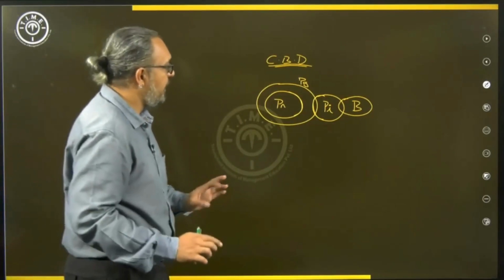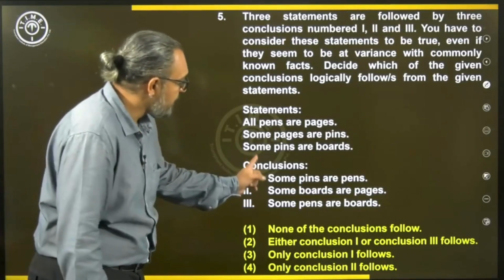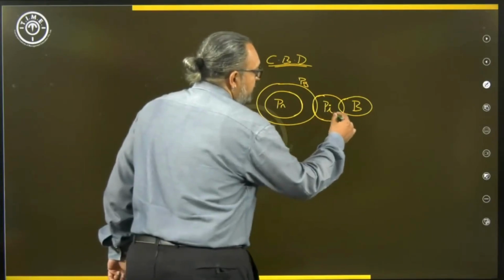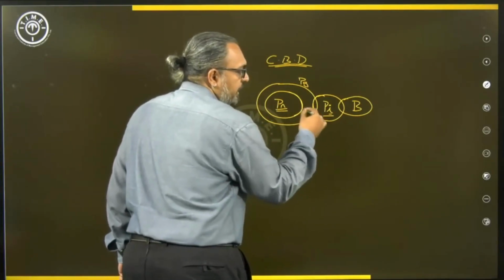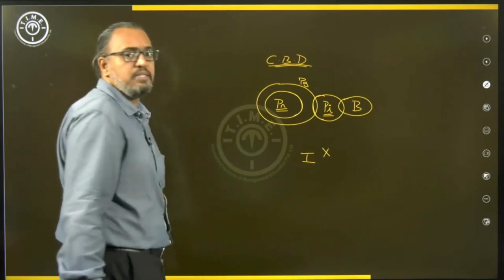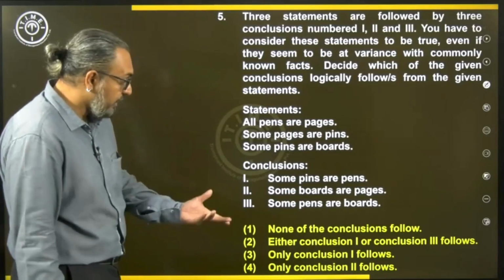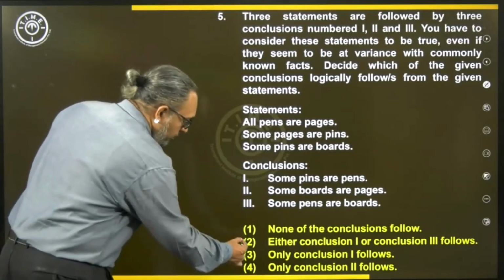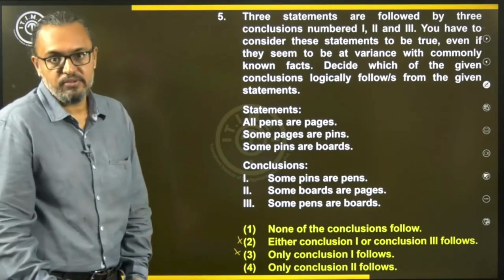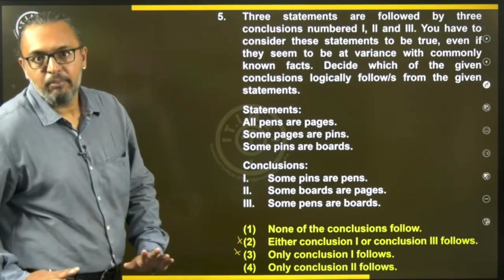Okay. Right. Now look at the conclusions. Now we have 3 conclusions. He says some pins are pens. Check. Are some pins pens here? Is there any overlap between the two? No. Conclusion 1 does not satisfy the basic diagram, does not follow. 1 is ruled out. Okay. Now if 1 is ruled out, look at this. I can rule out the second option. I can rule out the third option. But still there are 2 more options. So let's check the second one.